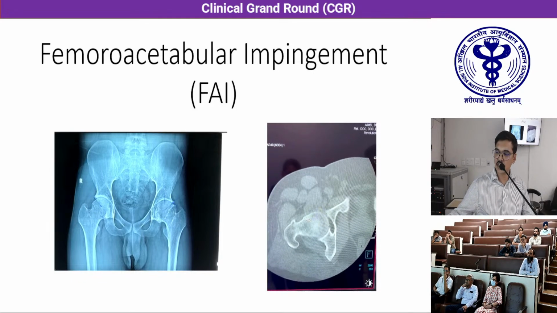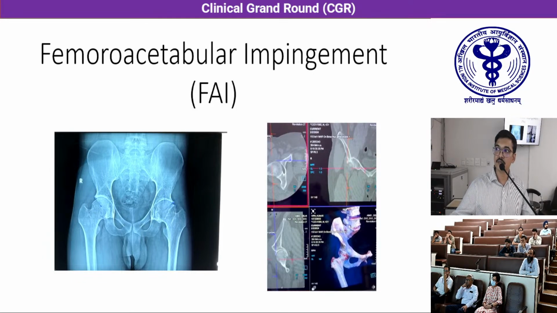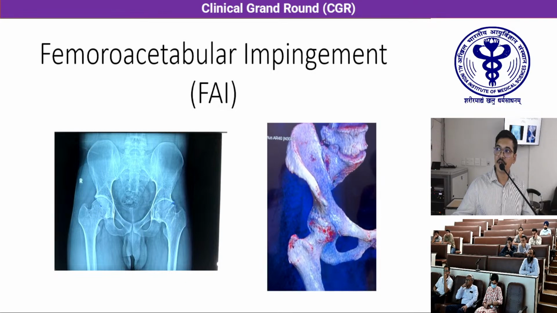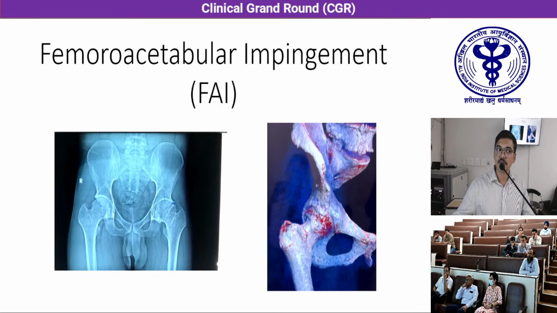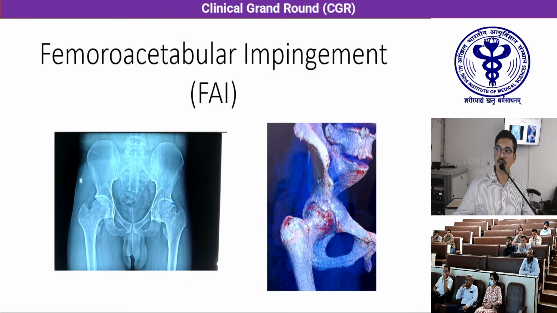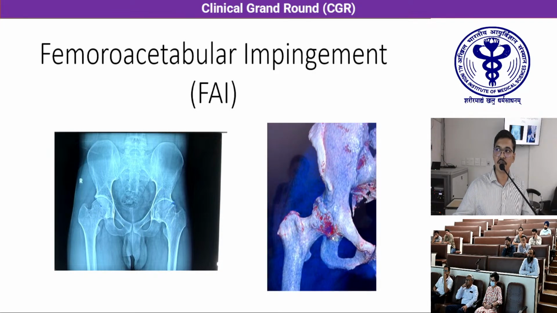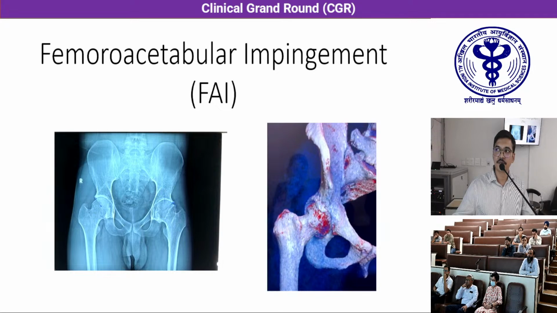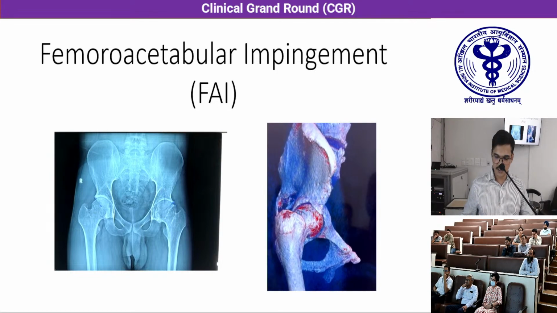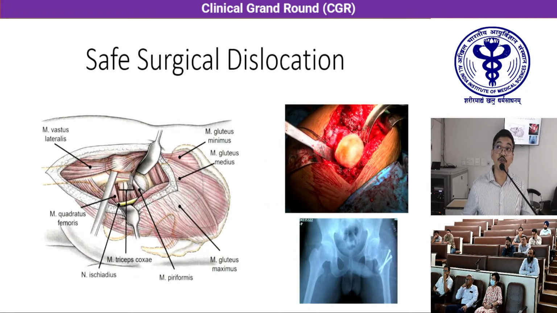If you see here on the CT scan, this small bump here, this is the pain point. Whenever the hip flexes, this impinges over this area and causes the pain. So primarily these FAIs are done by this approach, safe surgical dislocation of the hip.